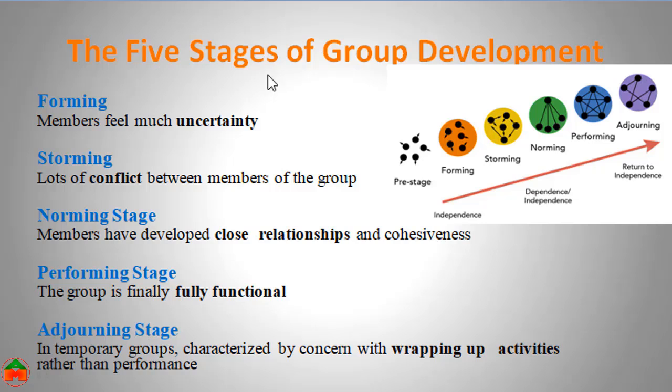Under the 5 stages of group development, the forming stage is filled with uncertainty as group members figure out their roles and their group norms. The storming stage occurs as the group members develop closer relationships and a sense of cohesiveness. They move into the norming stage. When the group is functioning well together and achieving their goals, they are in the performing stage, and if it is a temporary group, they will wrap up activities and adjourn in the final stage.